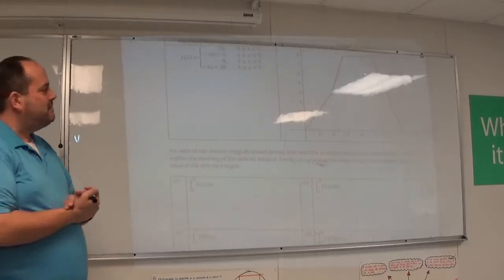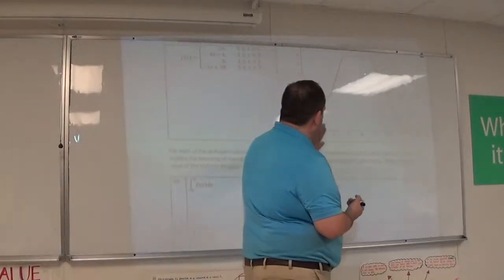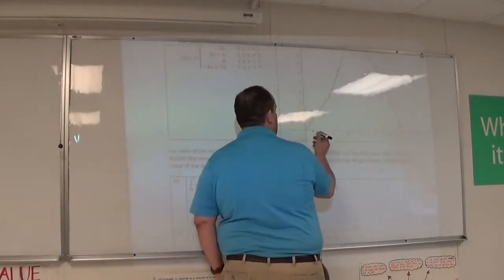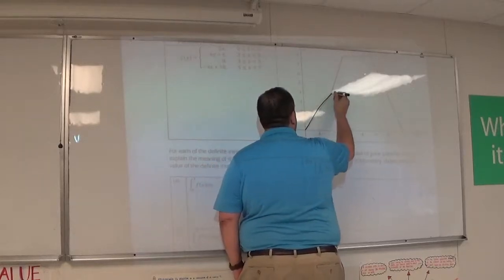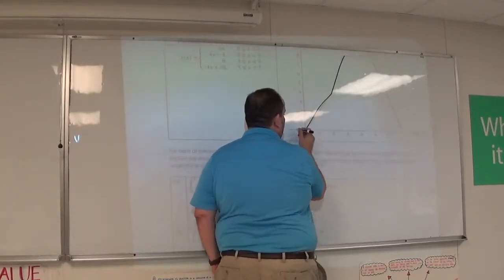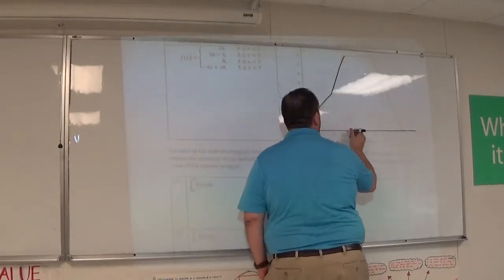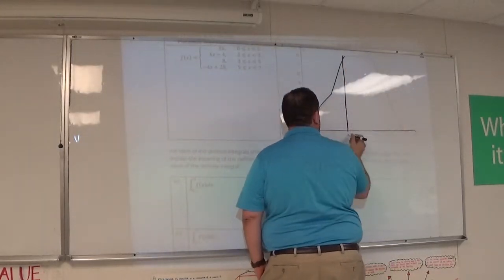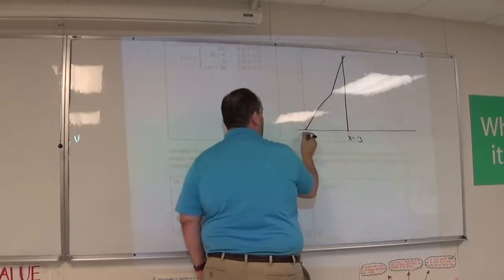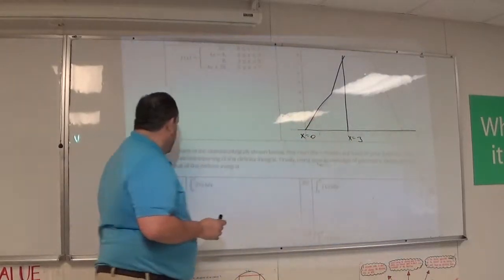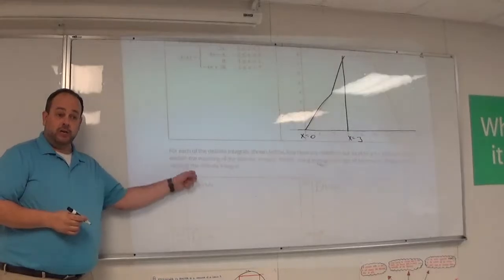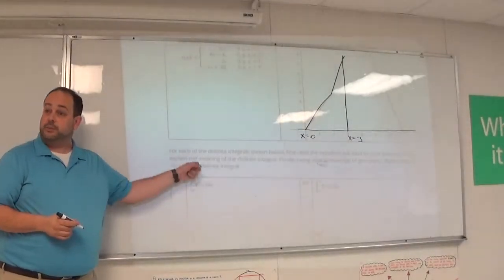It's a piecewise function, right? I want to know the area bounded by the graph and the x-axis from x equals 0 to x equals 3. Whatever these limits are, that's what we're going for, from x equals 0 to x equals 3.